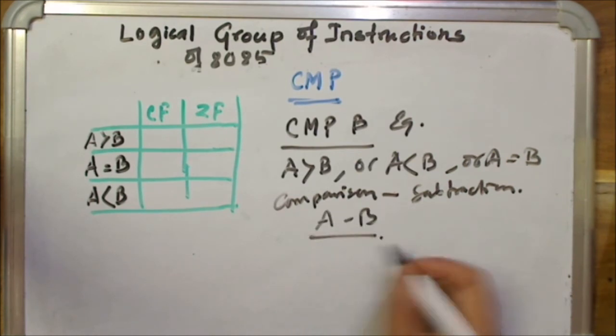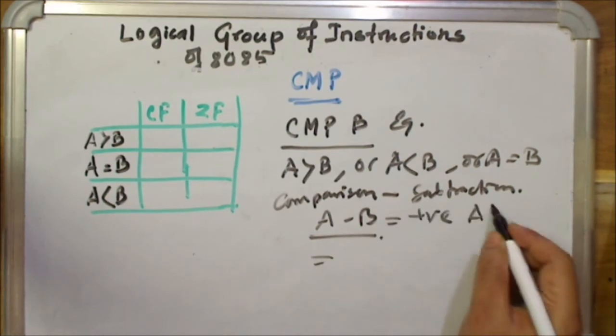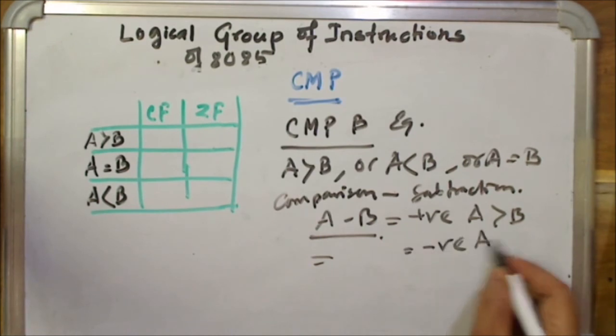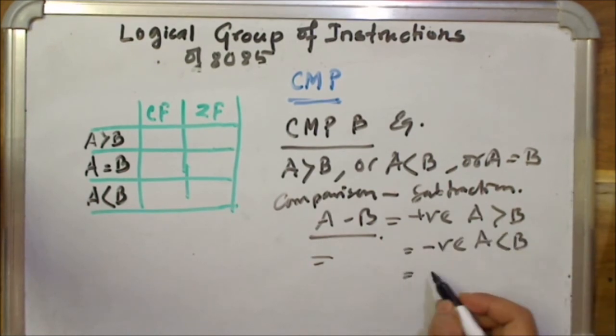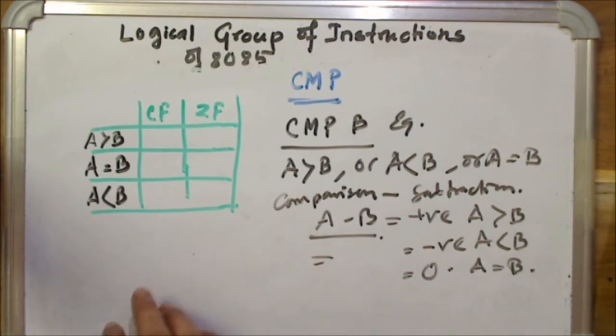If the result is positive, then A is greater than B. If the result is negative, A is less than B. And if the result is 0, then A is equal to B. Clear? So when I write compare B, the processor will simply do A minus B.